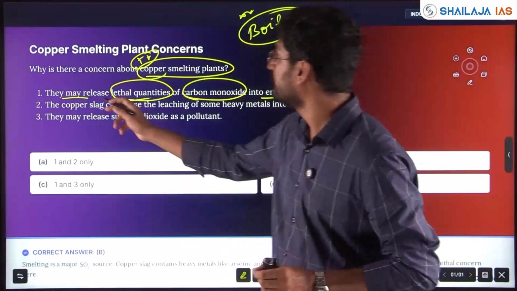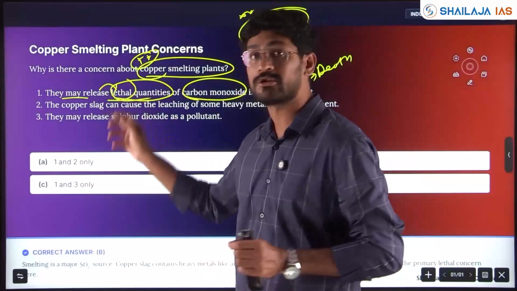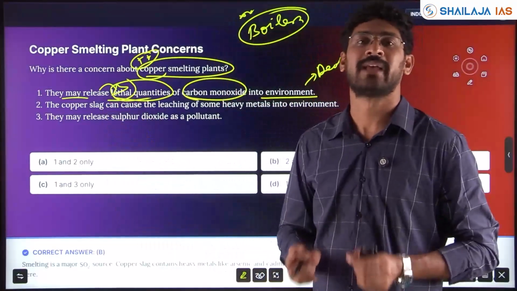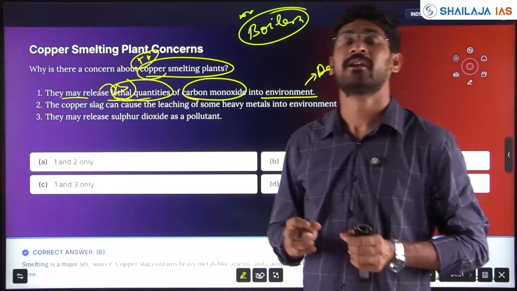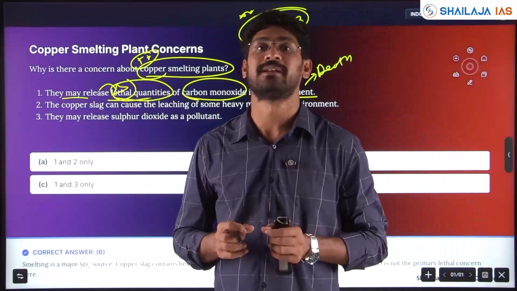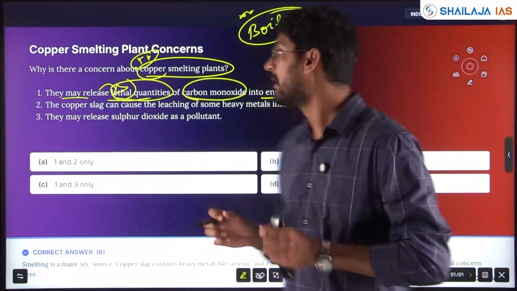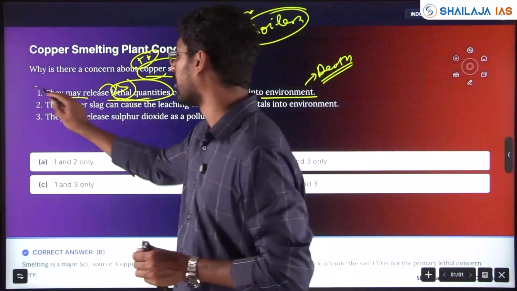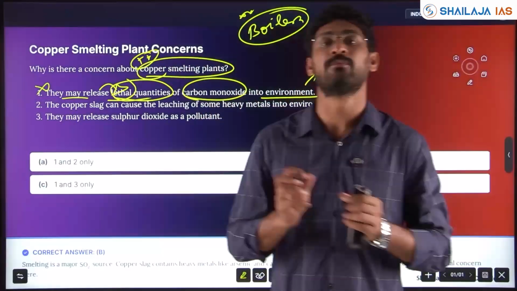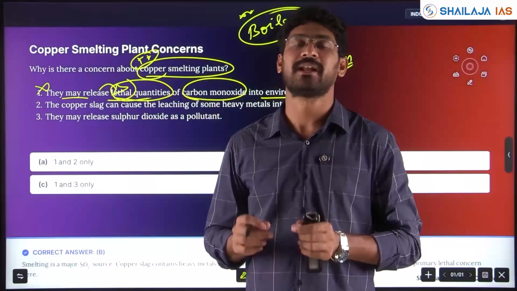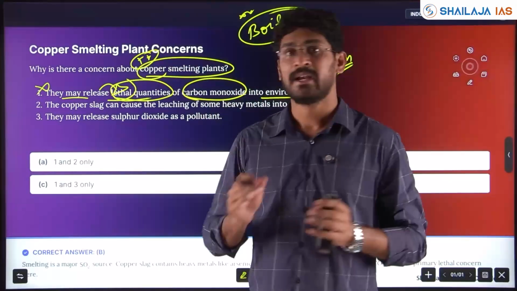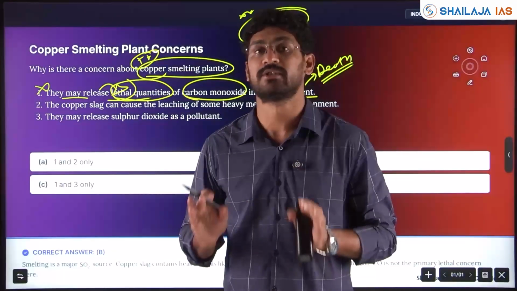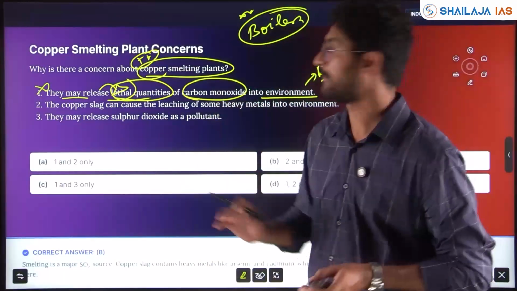Even if they release a little, it is dangerous, but if they release lethal quantities, then certain death is guaranteed. Why? Carbon monoxide deprives oxygen going to your brain and will cause certain death. So this statement is wrong. Even if carbon monoxide is there, through precipitation and other mechanisms, it will be oxidized to release CO2, not carbon monoxide, which is a very dangerous gas.